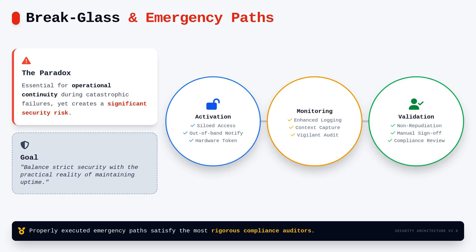All activity occurring within these emergency sessions must trigger enhanced logging, ensuring that the audit trail captures not just the usage of the account, but the context of the emergency itself. Because these exceptions are so powerful, they often include additional layers of non-repudiation, such as requiring manual sign-off after the event to verify that the breach of protocol was warranted. When you properly balance these strict security enforcements with the practical reality of maintaining uptime, you achieve a level of maturity that satisfies even the most rigorous compliance auditors.